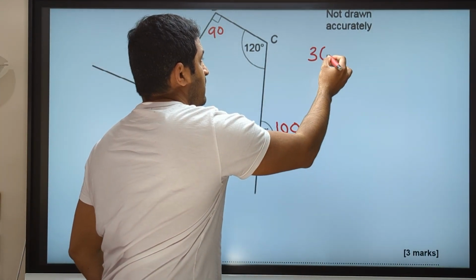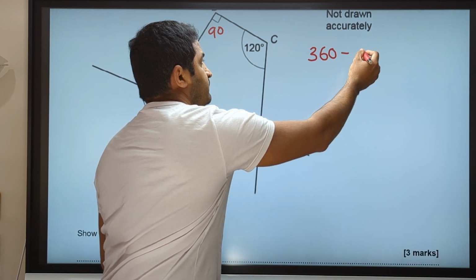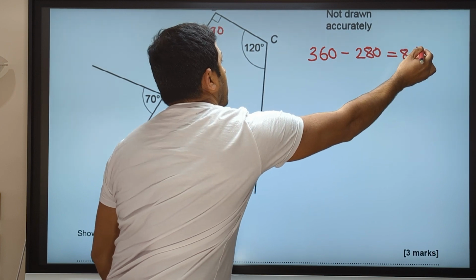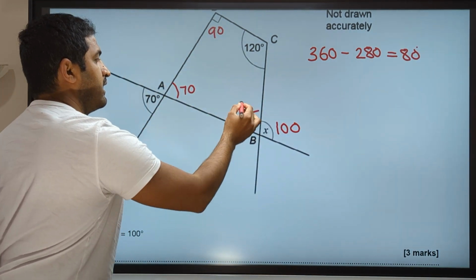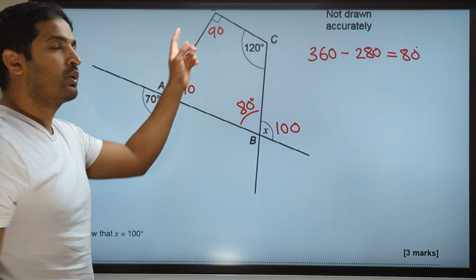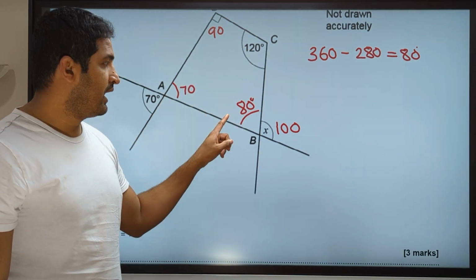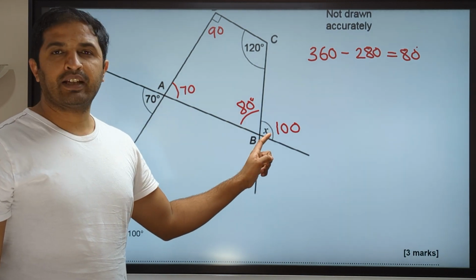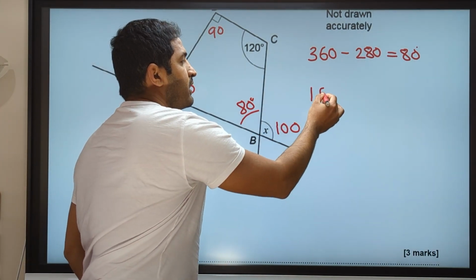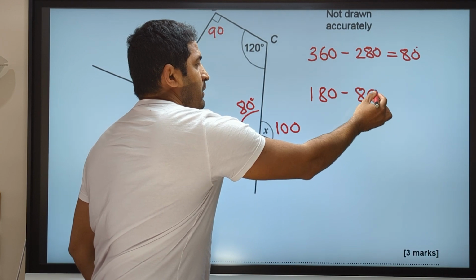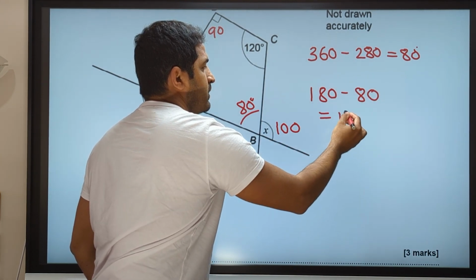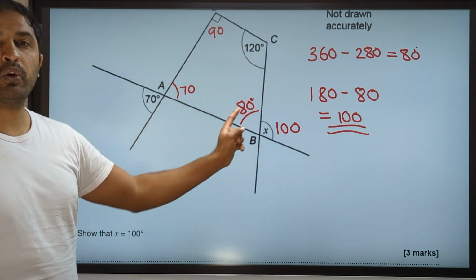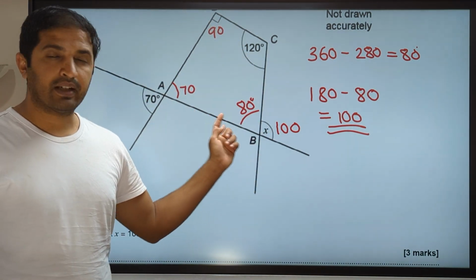So I'm doing 360 take away 280, which gives me 80 degrees. So this angle here is 80 degrees, because the angles in a quadrilateral always add up to 360. And there you go. It's a straight line. So you've got 80 and then x has to be 100. All I'm doing is 180 take away 80, which is 100. And I've proved that x is equal to 100 because the quadrilateral is 360 and that's a straight line.